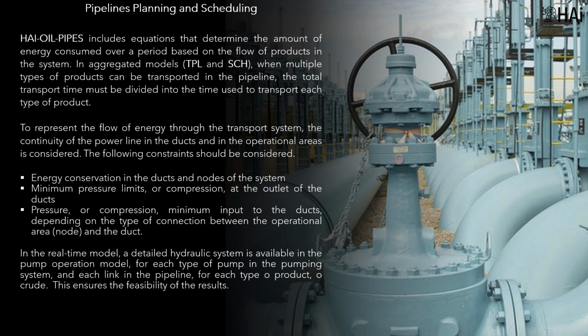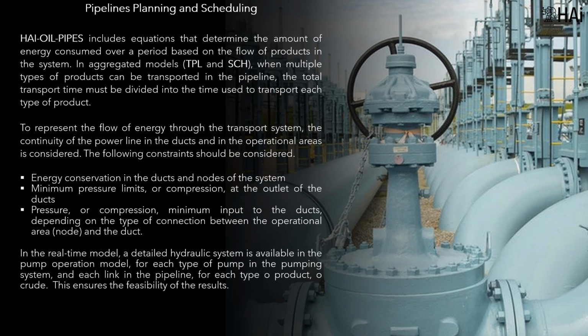To represent the flow of energy through the transport system, the following constraints should be considered. Energy conservation in the ducts and nodes of the system. Minimum pressure limits, or compression, at the outlet of the ducts, and minimum pressure, or compression, at the input to the ducts, depending on the type of connection between the operational area, node, and the duct.